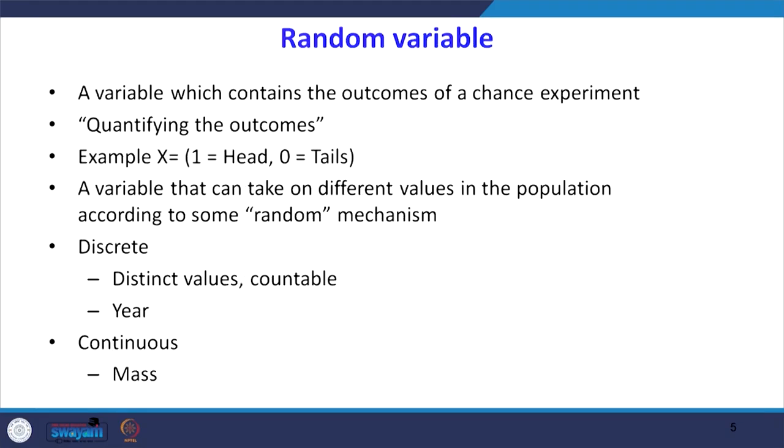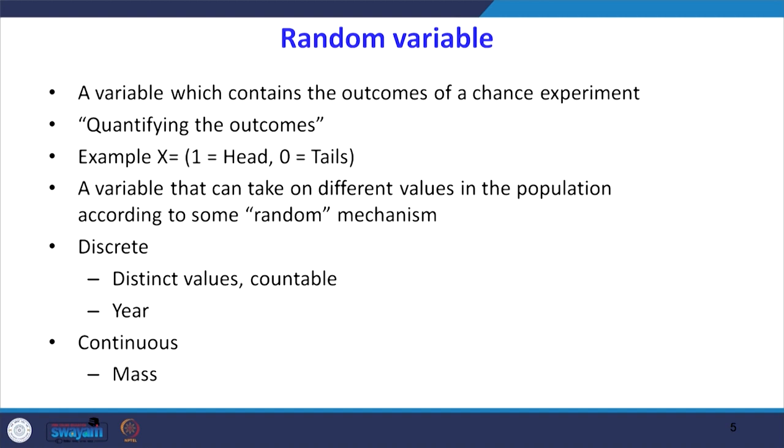Then we will go for what is a random variable. If you want to construct a distribution, it is the relation between x and the corresponding probability, x comma p of x. So here the x is nothing but the random variable. A variable which contains the outcome of a chance experiment is a random variable. It is a kind of quantifying the outcome.